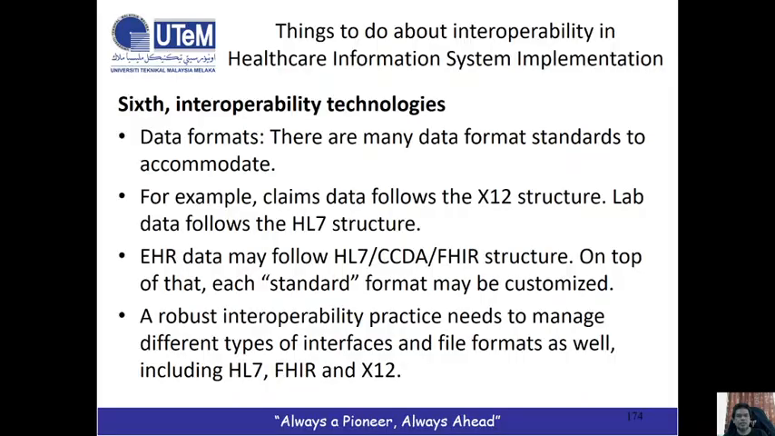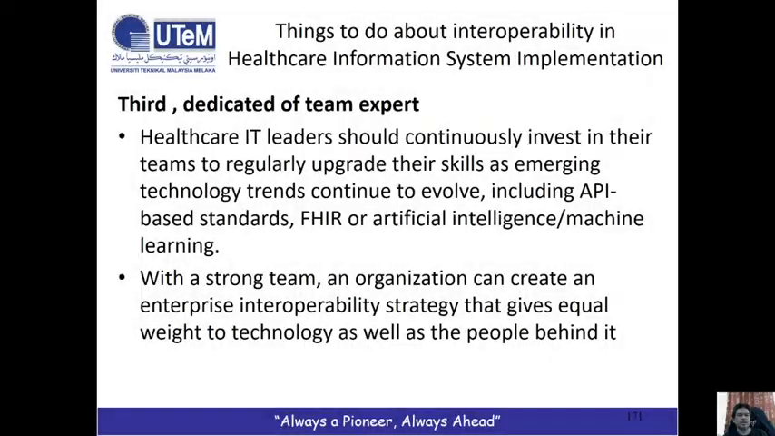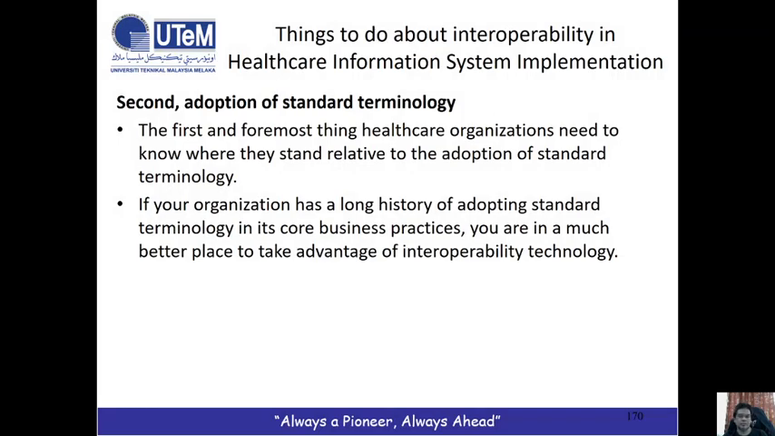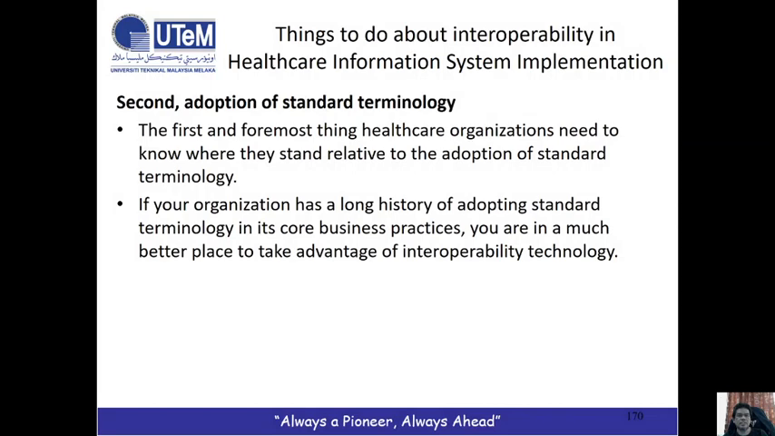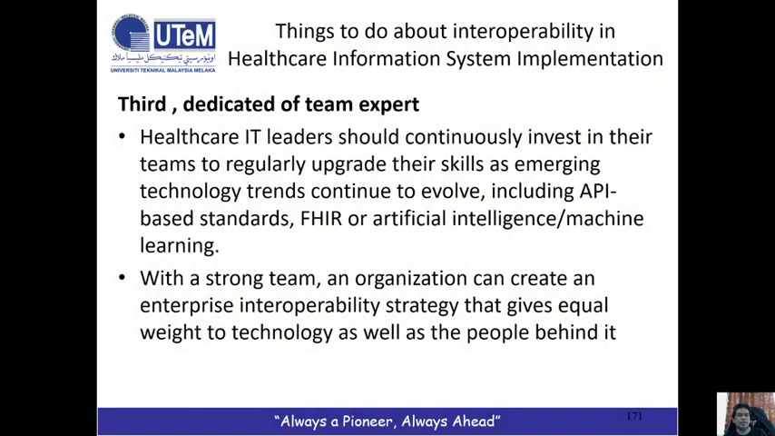Six elements. You read by yourself, so I don't want to explain this one. First, set an effective strategy. You must strategize how to improve the interoperability. Secondly, you need to develop standard terminology which can be adapted by the organization or country. So you need a team. Thirdly is a dedicated team of experts. So you need to collect or build a committee for the interoperability team.